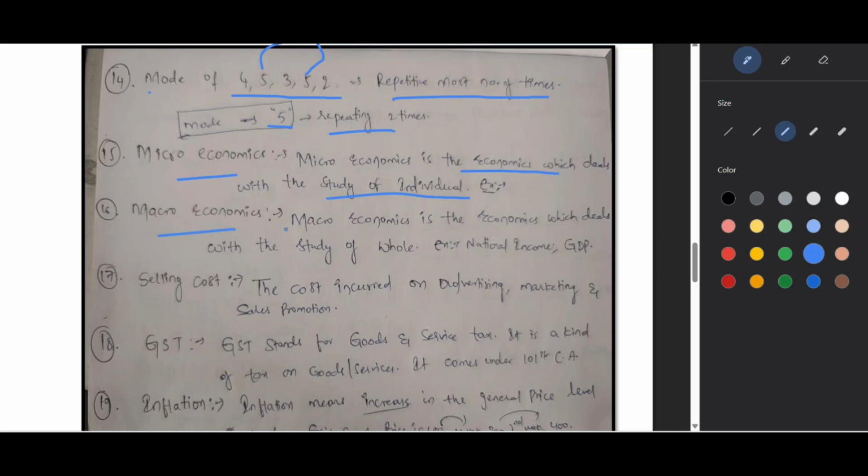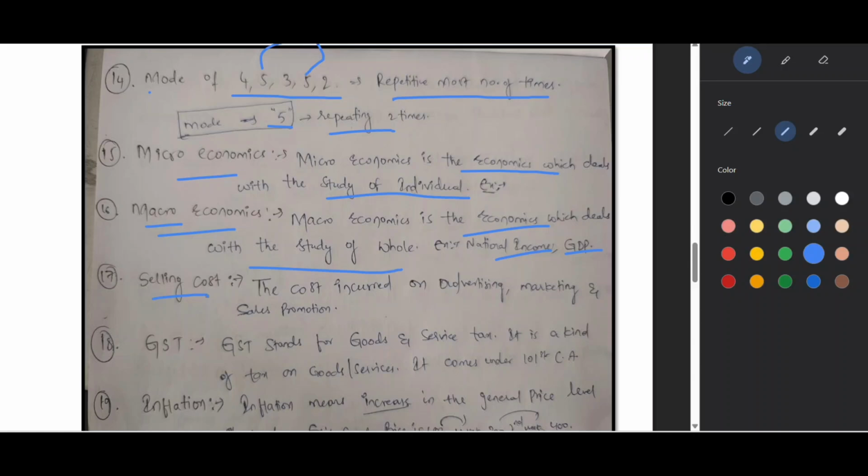Next, macroeconomics. It means it is the economics which deals with the study of whole. Instead of focusing on a single person, it focuses on the whole world, whole nation, whole economy. That type of economy is called macroeconomics. Examples include national income and GDP of country. And the word macro means large. That's why it's focused on whole economy.